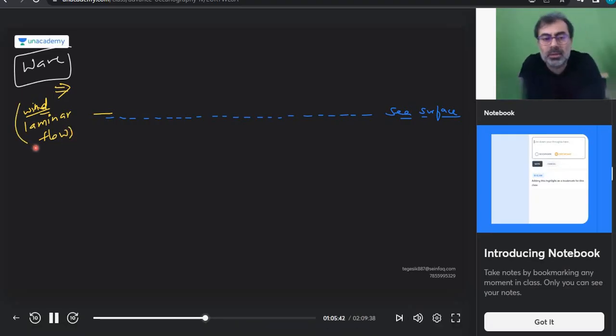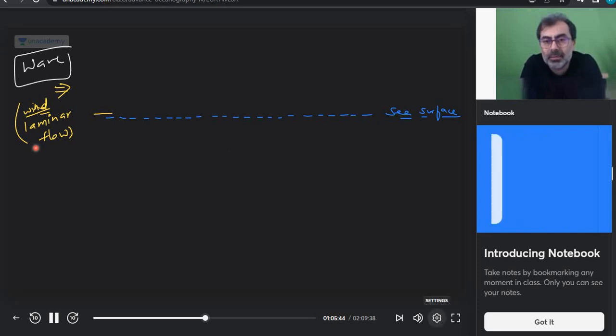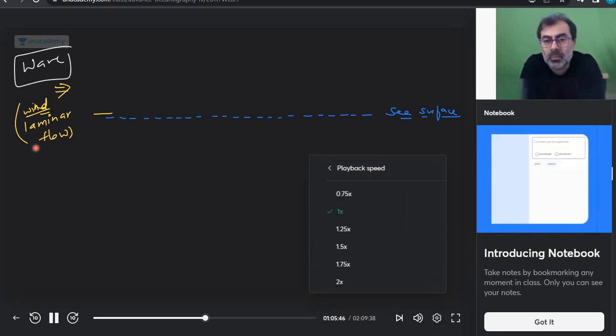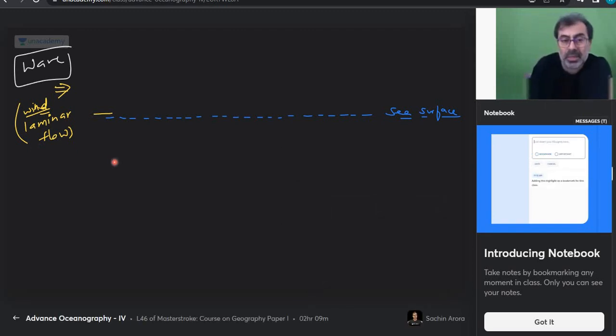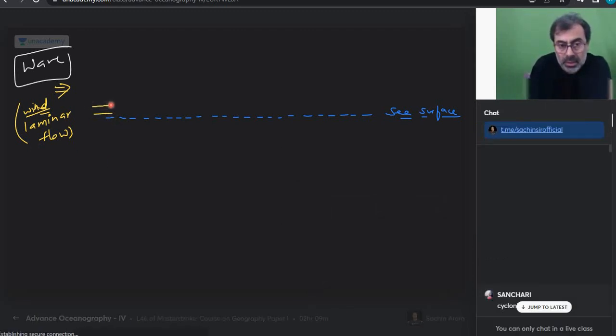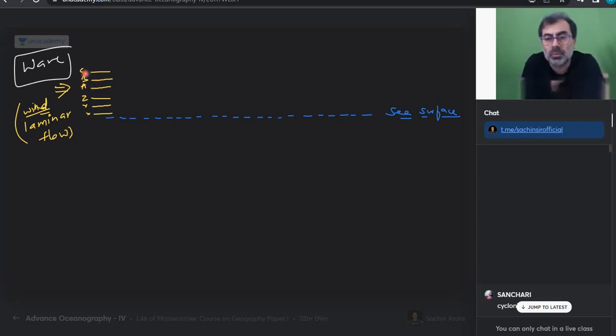People who know a little bit of science know that lamina means layer. Wind has a laminar flow. That means there are layers of wind. So wind is flowing in layers. Is everyone okay? So wind is not a homogeneous mass. There are layers of wind. The one which is lower will have more dust, heavier, and accordingly it has arranged itself.